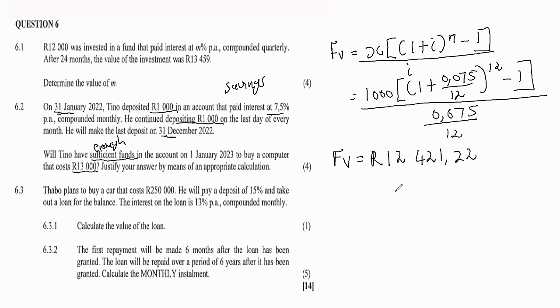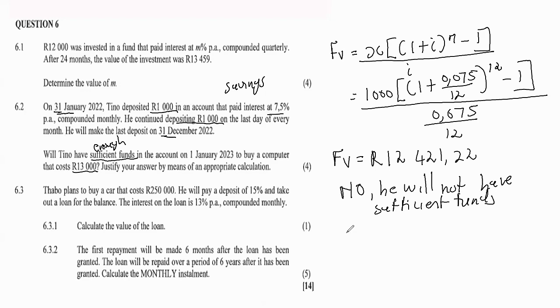Will he be able to buy the computer or not? Will he have sufficient funds for the computer or not? And then obviously looking at the money that he accumulates versus the cost of the computer, we can pretty much tell that no, he will not be able to buy the computer. He will not have sufficient funds. So let's say he will not have sufficient funds.